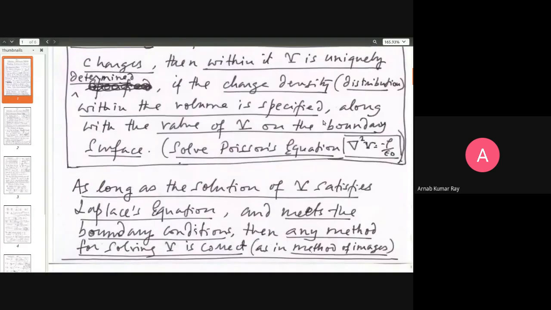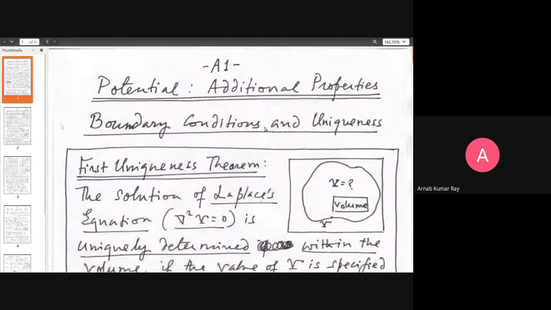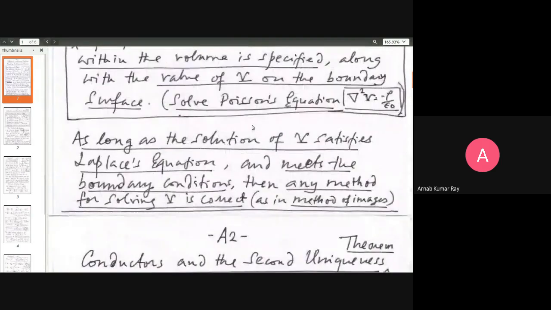So anyway, this is a powerful argument. So what we do is that we will use this thing.